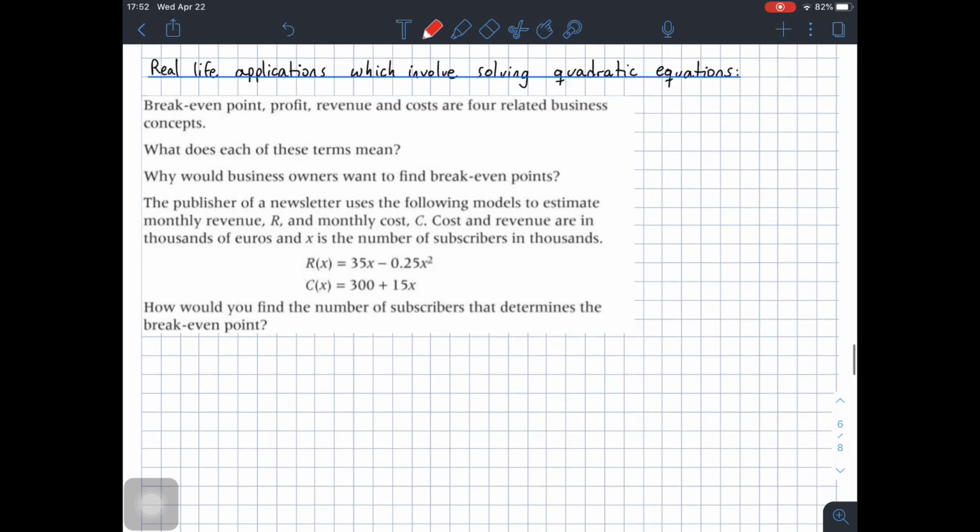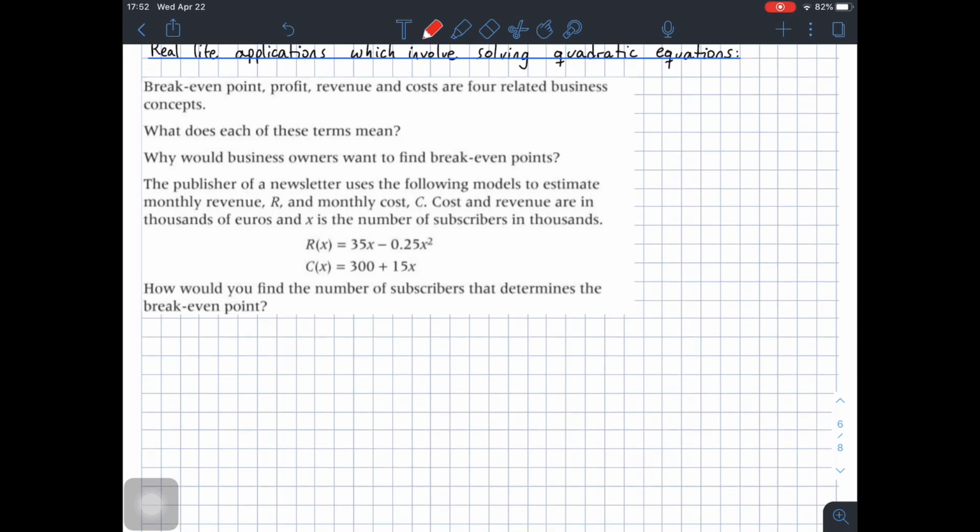Okay, so why would business owners want to find break-even points? Why do you think this is important? This is important because the business owner can know what is the minimum amount of production of any product or service that the enterprise must do in order to gain money, right? So that's why it's very important to know this break-even point, because it's the minimum point that will give you a little bit of profit, right? Okay.